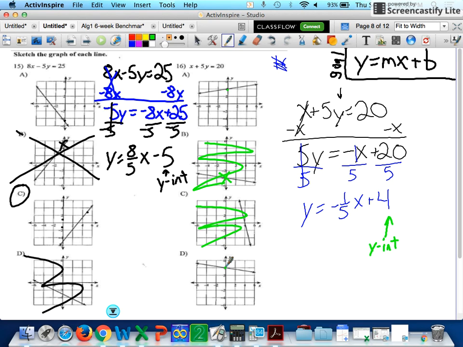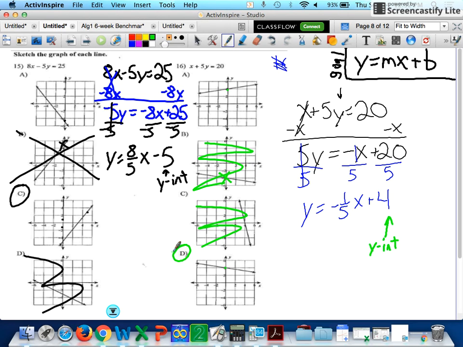So there we go. Now we have to take into account that final piece of the puzzle, and that is the negative 1/5. I immediately look at that, notice negative slope, that means a decreasing line. Right then and there, I know I'm looking at D.